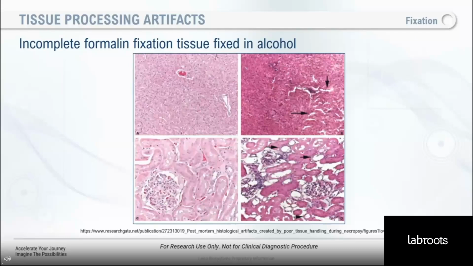So we know that shrinkage occurs at every stage of processing, but the harshest by far, of course, is ethanol. Here is the result of tissue not being completely fixed by formalin and then being placed in alcohol. The sections on the left-hand side are examples of ideal liver and kidney, while on the right, these sections, the fixation step has been completed by alcohol.